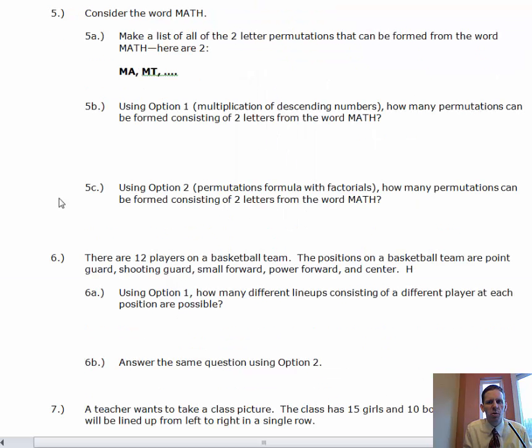For number 5, consider the word math. We're going to make a list in 5A of all the 2-letter permutations that can be formed from the word math. I've listed 2, MA and MT. You could finish this off by doing MH.